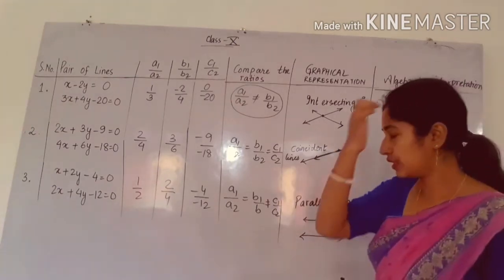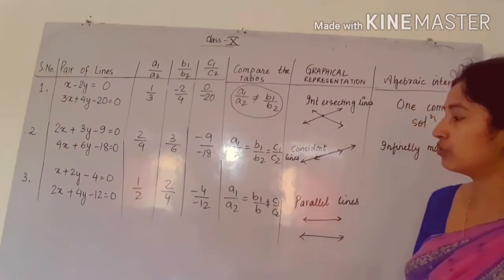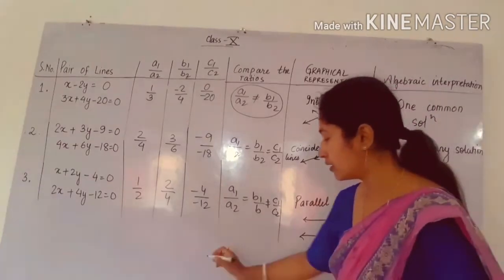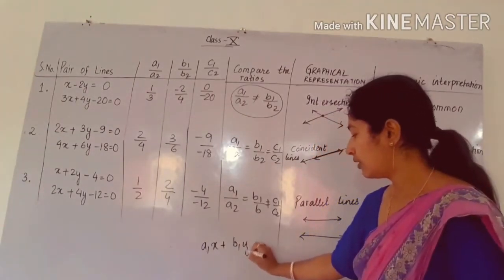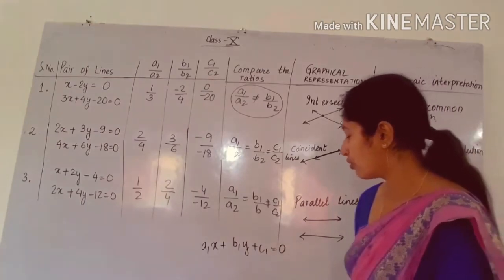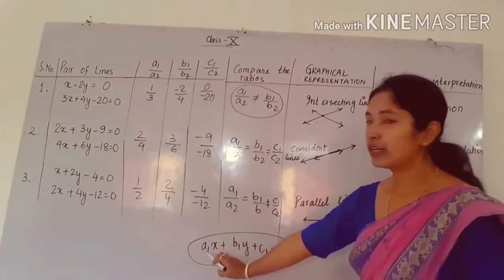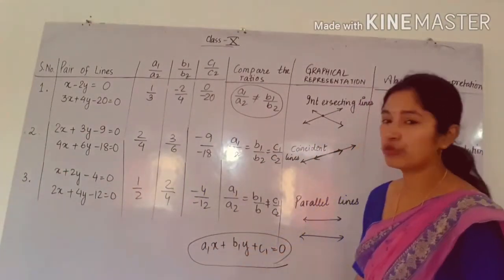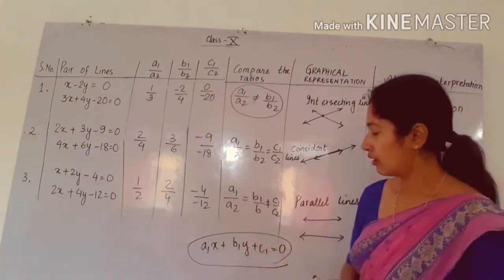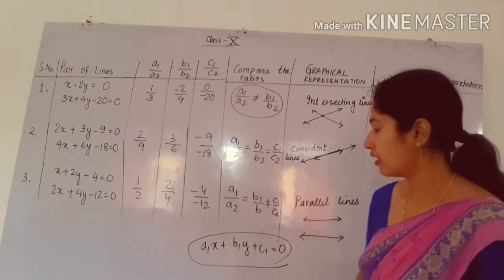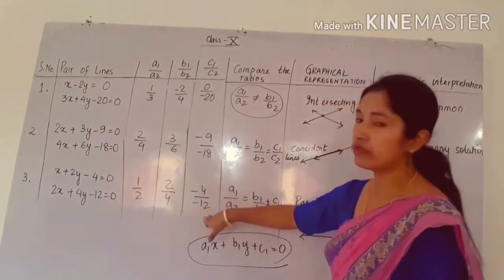Next, number 3. Again, you have to find the ratios a1 by a2, b1 by b2, c1 by c2, and you know the standard equation of a linear equation. Already I have written b1y plus c1 equal to 0. So by comparing this equation with the first equation, you will easily get a1 as the coefficient of x, b1 as the coefficient of y, and c1 as the constant. By this you can easily take out the values from the equation and find the ratios a1 by a2, b1 by b2, c1 by c2.